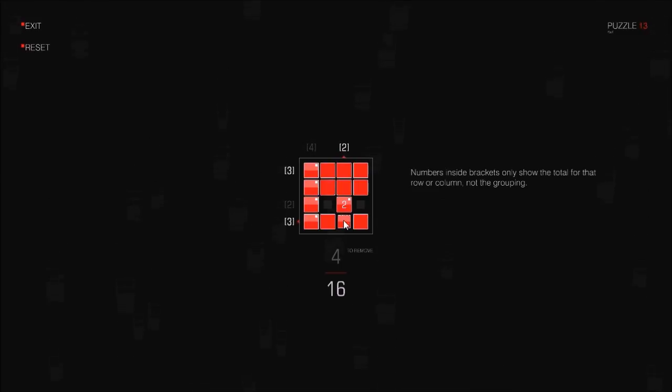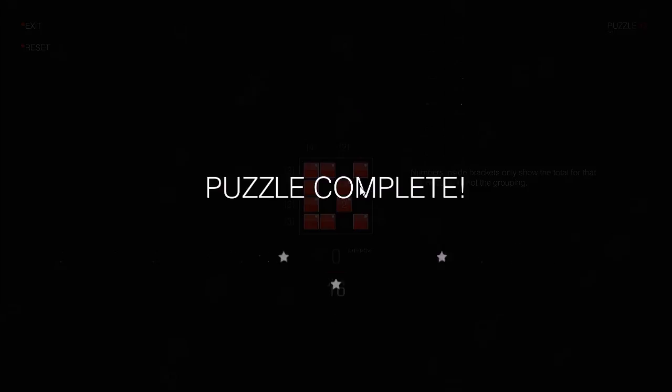If that one was a block, then because of the three on the left, it would have to connect to one more block, making it a set of three when it says it's a set of two. So, clear. Left one. Mark. Right two. Mark. Left one. Up two. Mark. Up one. Clear. Right one. Mark. Left two. Mark. Down one. Clear. Right two. Clear. Next level.